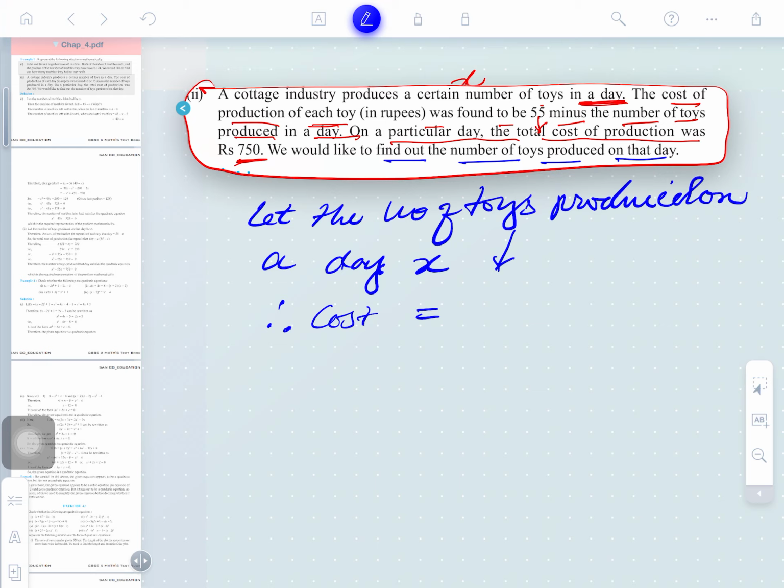The cost of production of each toy was found to be 55 minus the number of toys. 55 minus the number of toys. x minus 55? Was found to be 55 minus the number of toys. Is it 55 minus x or x minus 55? As the statement is, production of each toy rupees was 55 minus the number of toys. So this is to be arranged in this manner. This is wrong. We have to arrange 55 minus x.